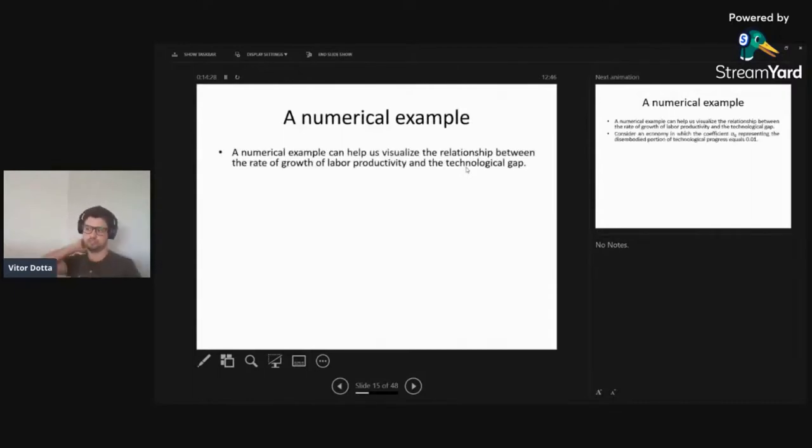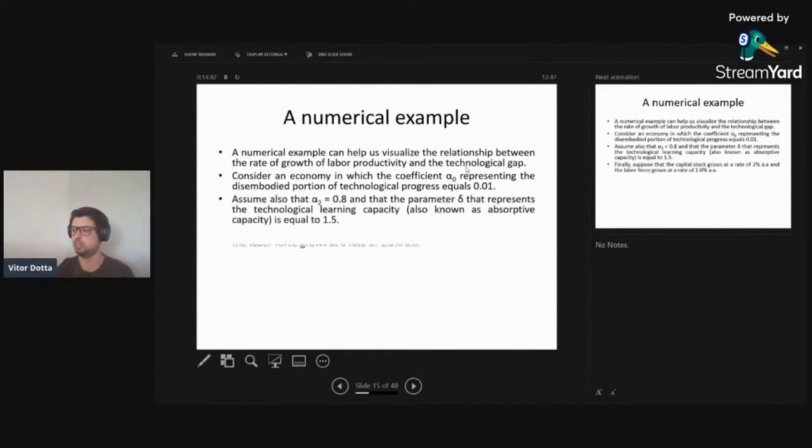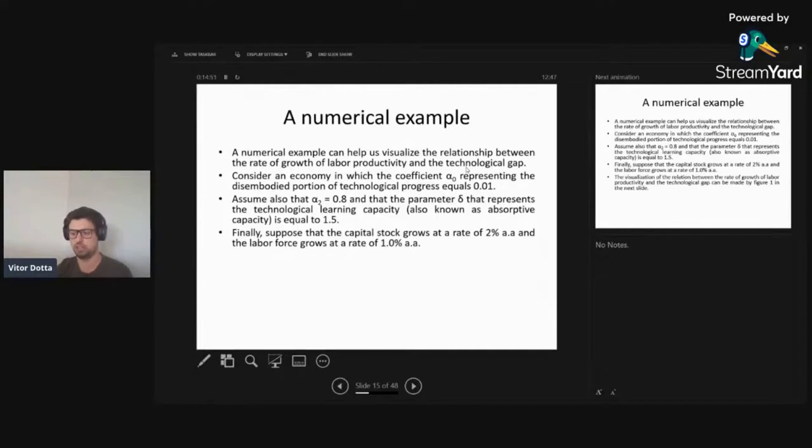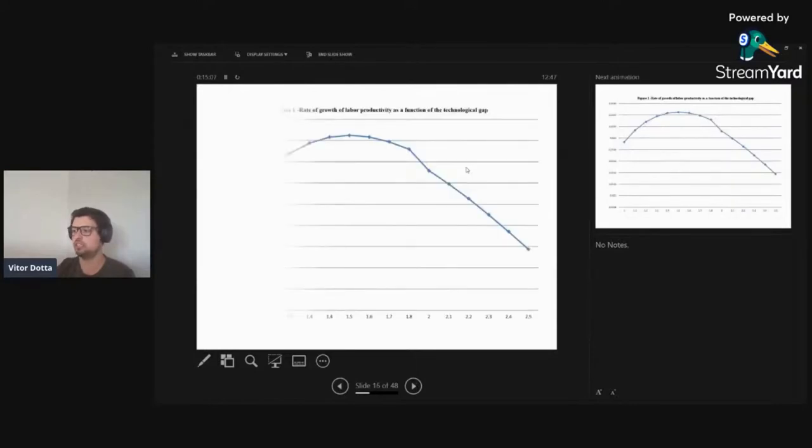A numerical example can help illustrate the relationship between the growth of labor productivity and the technological gap. If we consider the coefficient A0, the part which is disembodied from capital machinery, equal to 0.01, and A2 equal to 0.8, which is the parameter that represents the learning capacity of the economy, and if we suppose a capital stock growth of 2% and labor force growth of 1%, the visualization of the relation between the growth of labor productivity and the technological gap can be seen in this figure.